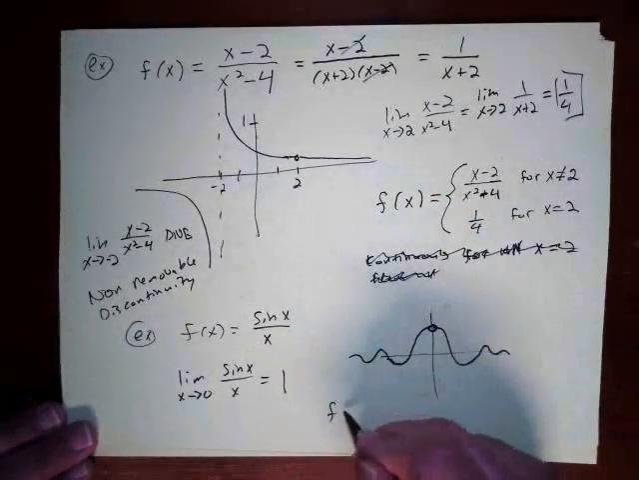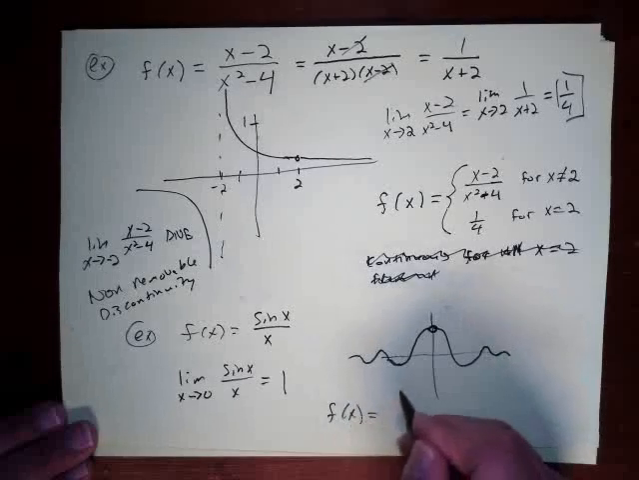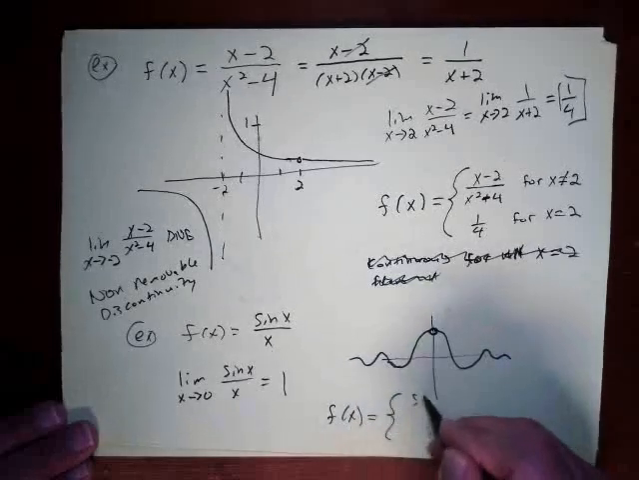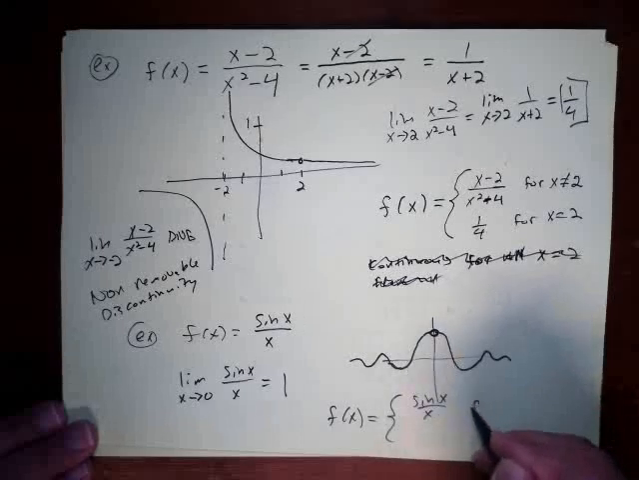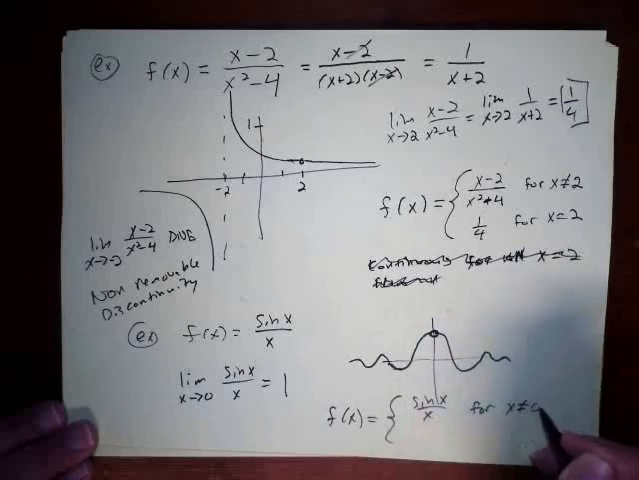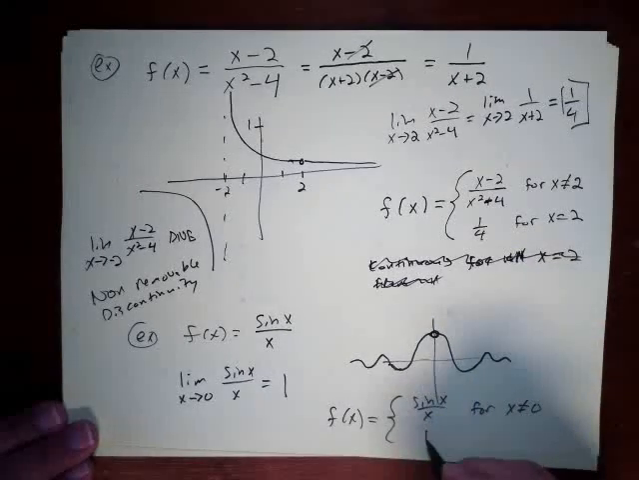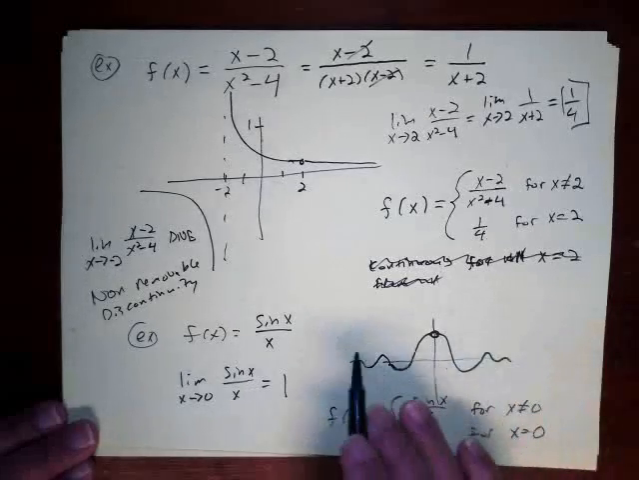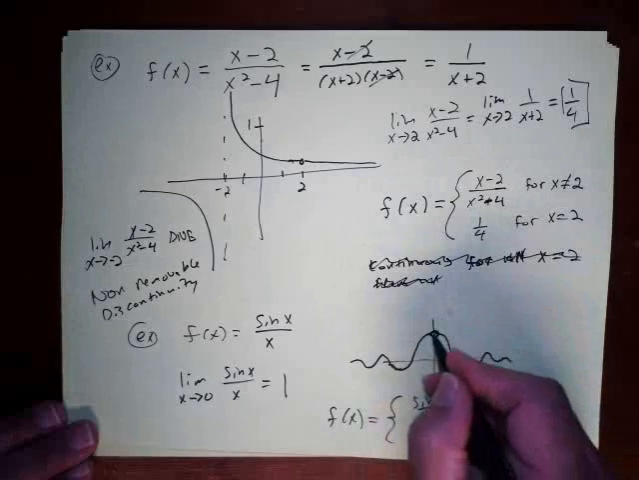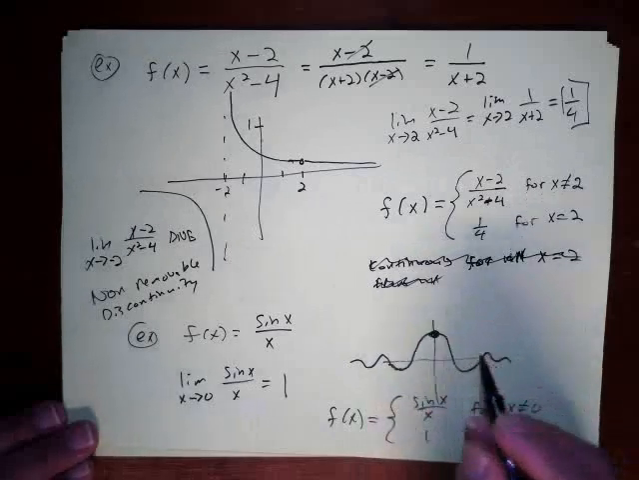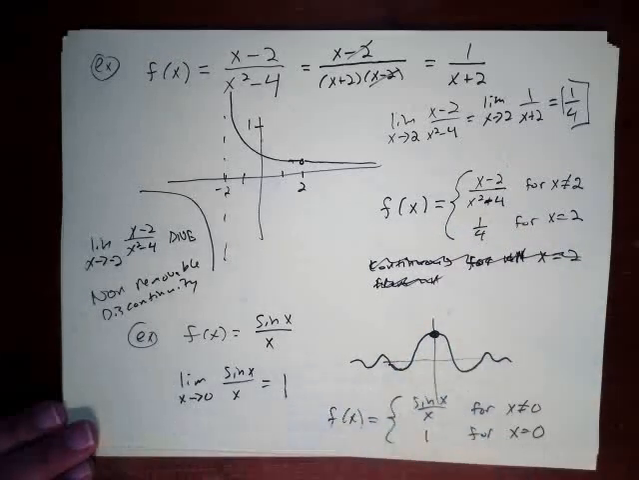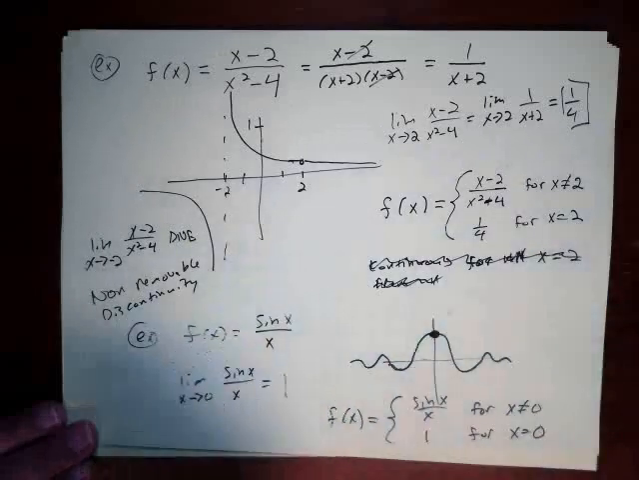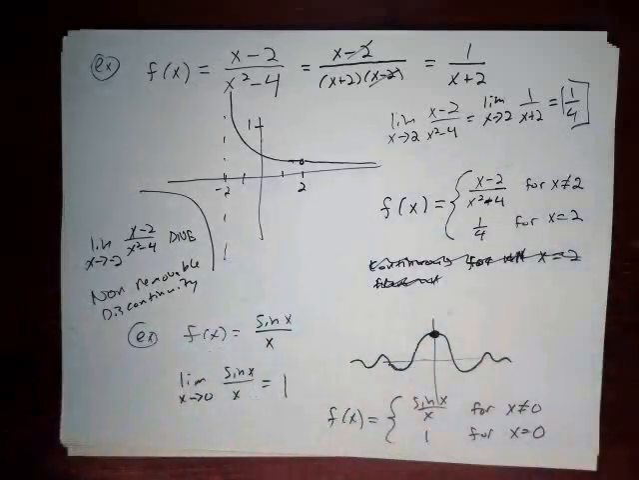And I could remove it by redefining f of x as follows. I would let it be equal to sine of x over x for x not equal to 0, but then I'll let it be 1 for x equal to 0. And in this case, we're plugging in that hole, right? And the function is continuous now over the whole domain, okay? So that's the idea of removable, non-removable discontinuities.